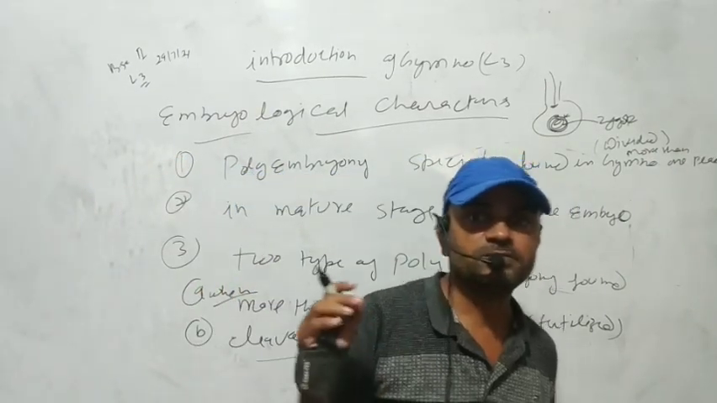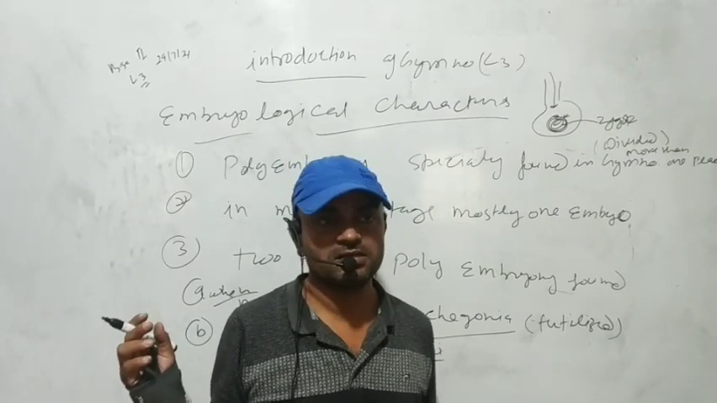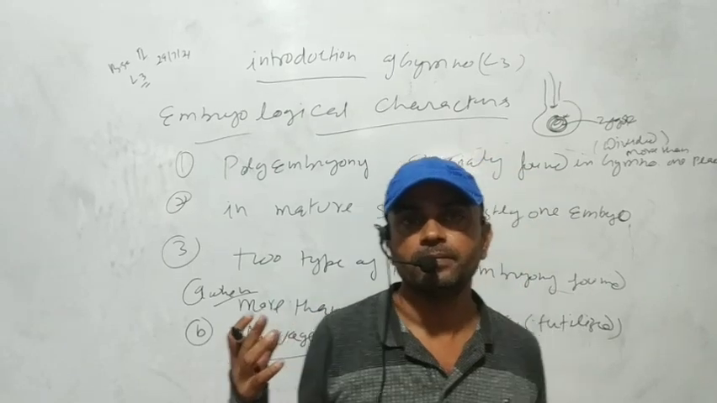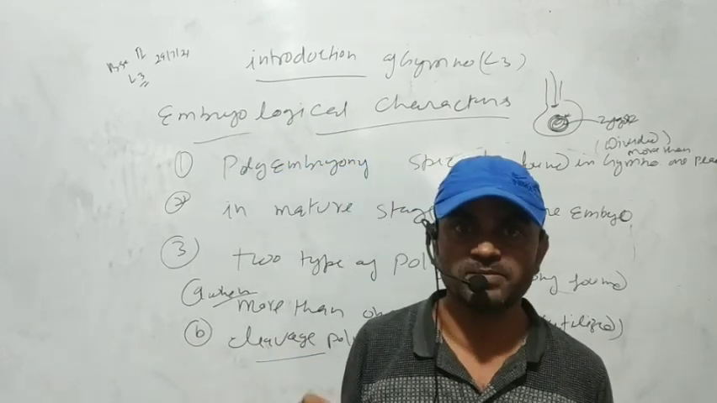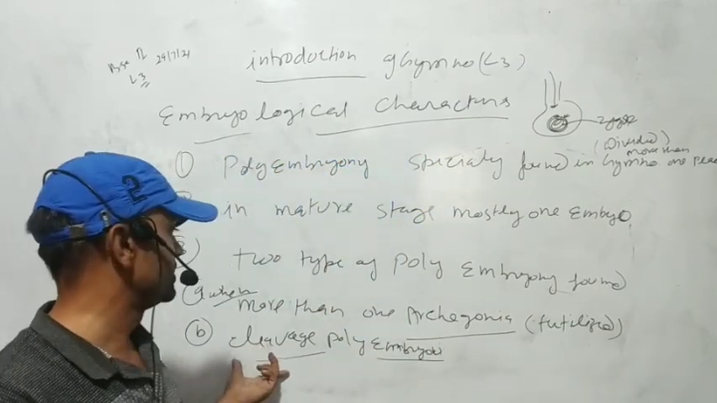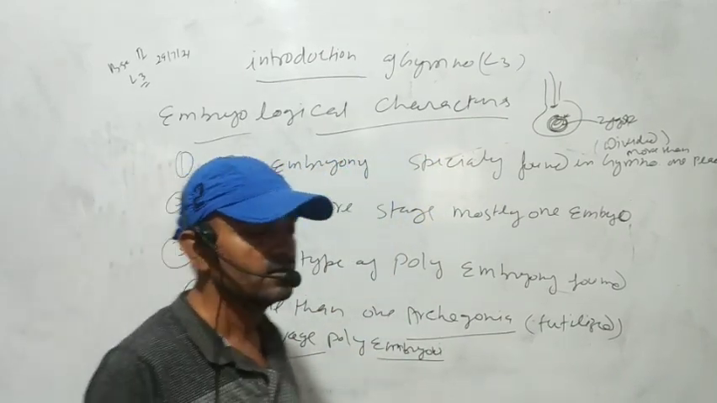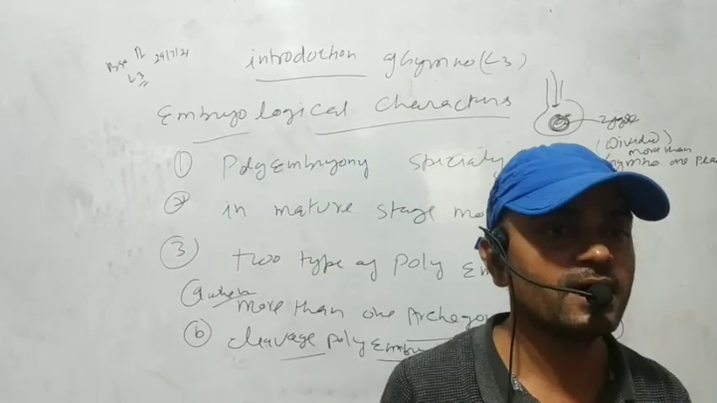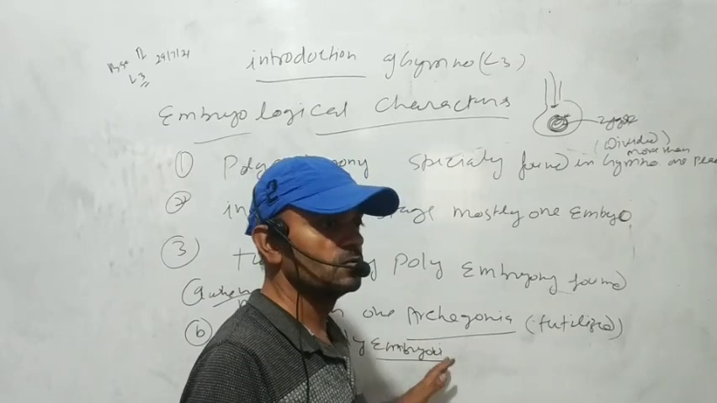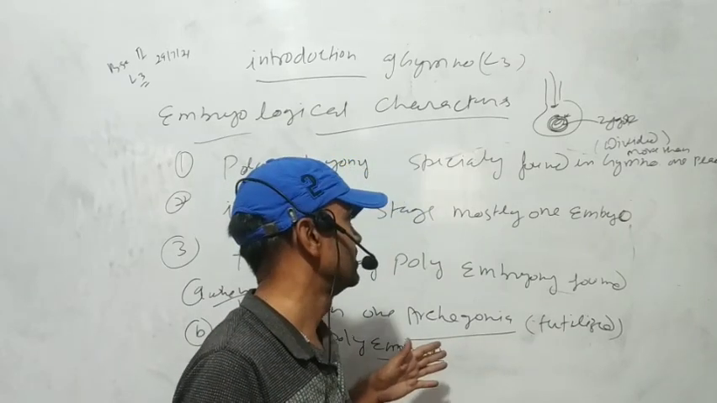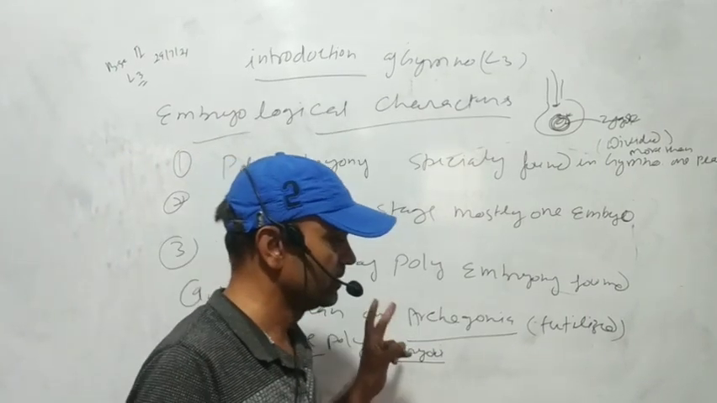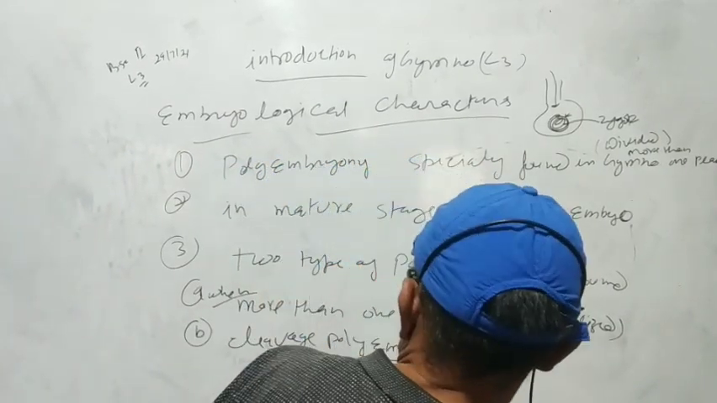This is the special question asked in your exam: how many types of polyembryony are found in gymnosperm? Mostly two types. One is cleavage polyembryony, and the other is when more than one archegonia are fertilized, so more than one embryo originates. So polyembryony can be produced in these two ways. Next one is here.